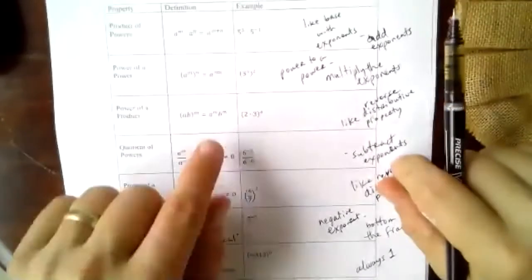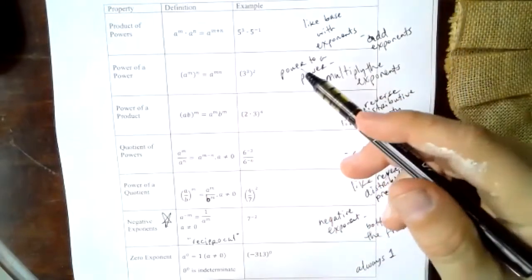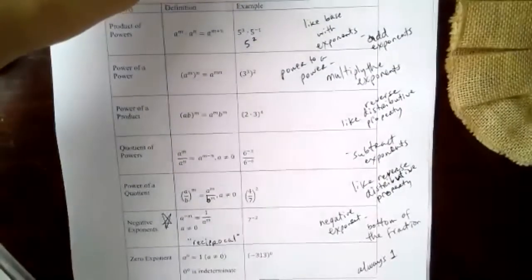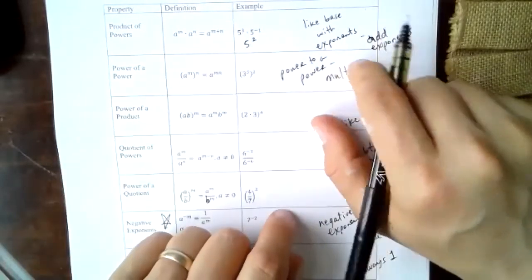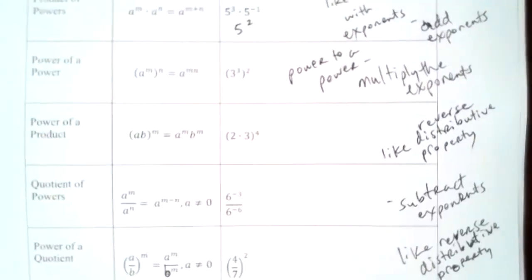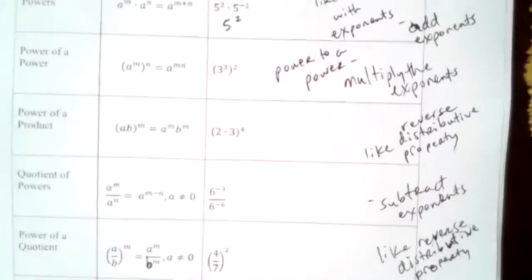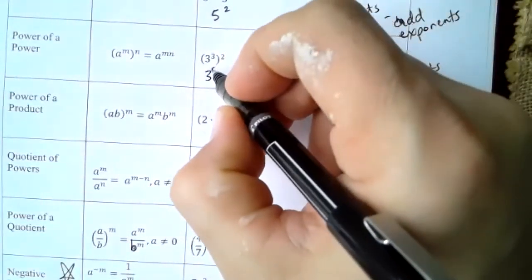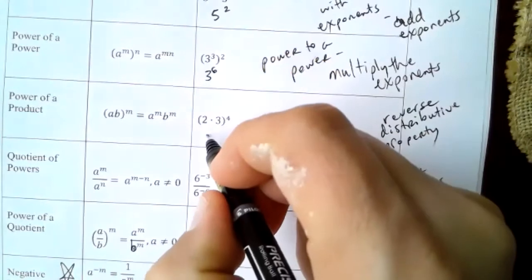Now we're going to go underneath each one of these and put the answer to each one. So we're going to rewrite this. In this case, it's going to be 5 to the 2. But why is that? Because you've got 3 and -1 added together makes 2. You add the exponents here. Let's pull down and see what happens. Here we're going to multiply the exponents because it's a power to a power. So the base is 3, and the exponent is now 6 because you multiply those exponents.